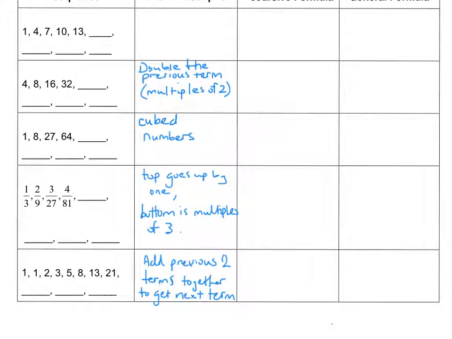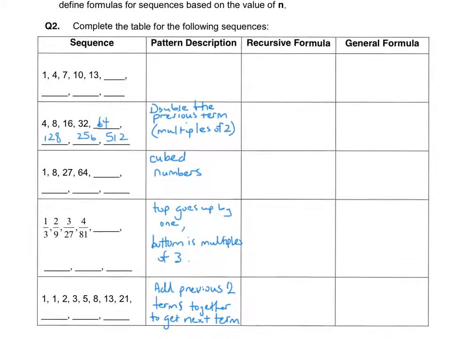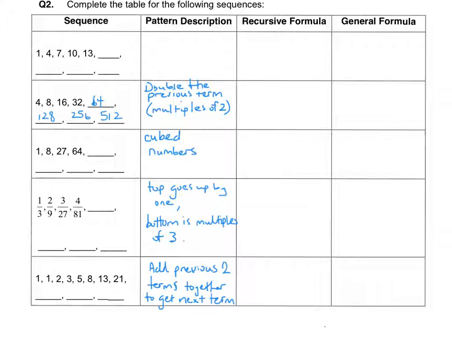I'm doubling the previous term, so if I keep going with this pattern, if I double 32, I get 64. Double 64, I get 128, then 256, and 512 should go here. So doubling the previous term, in terms of a recursive formula, I need to set a seed first of all. So term 1 is defined to be equal to 4, and then term n is the previous term just doubled, so 2 times the previous term, or 2 times t n minus 1.